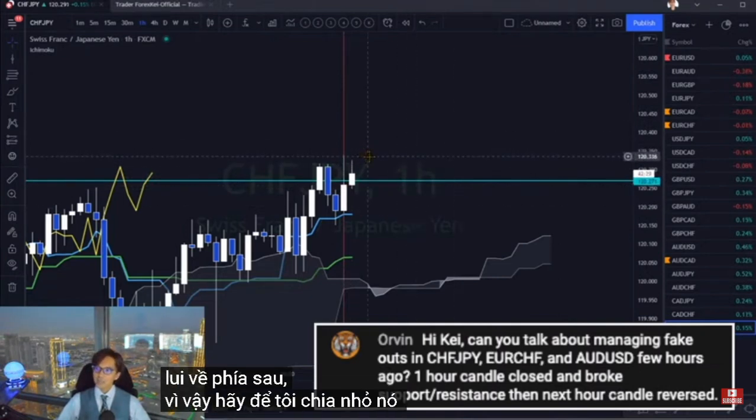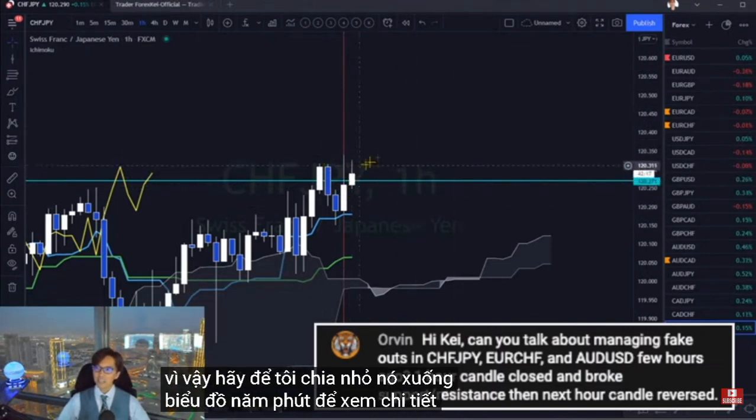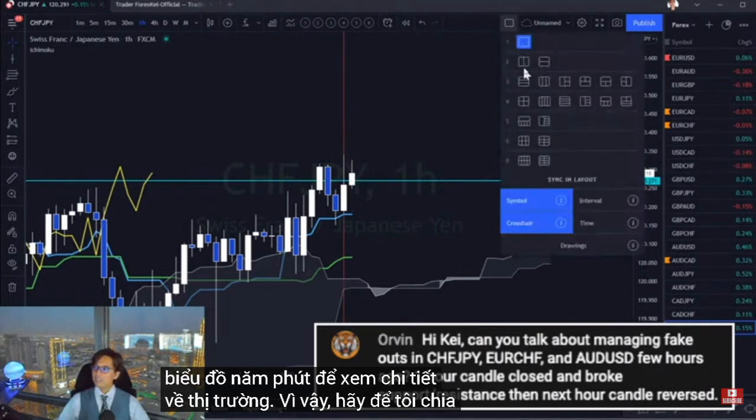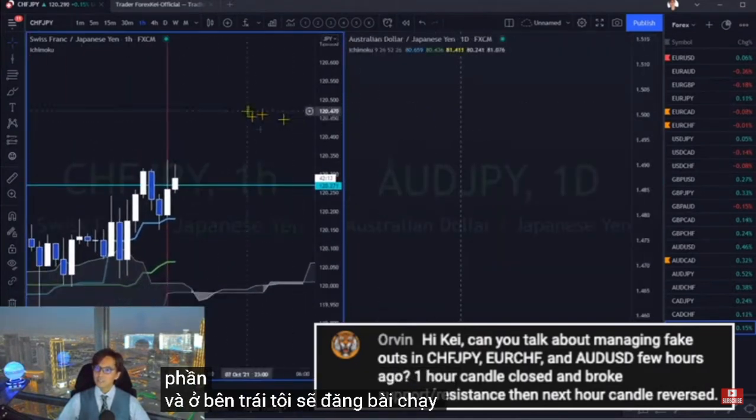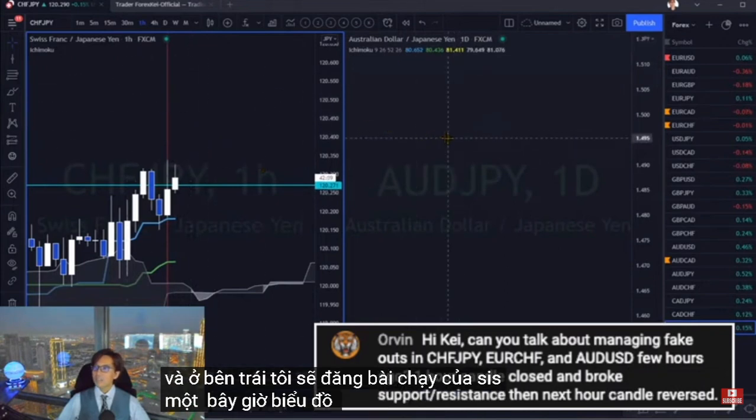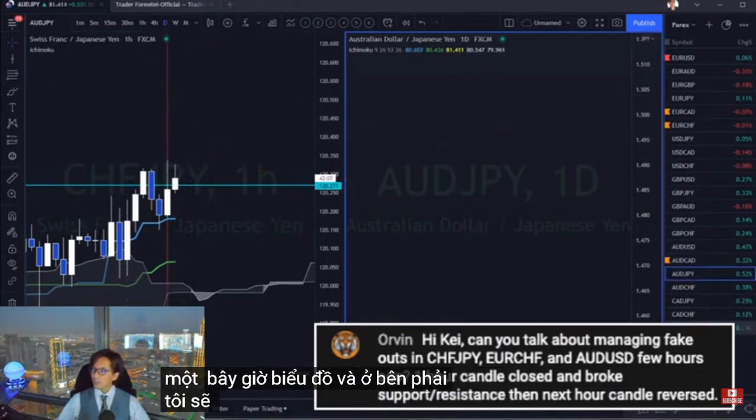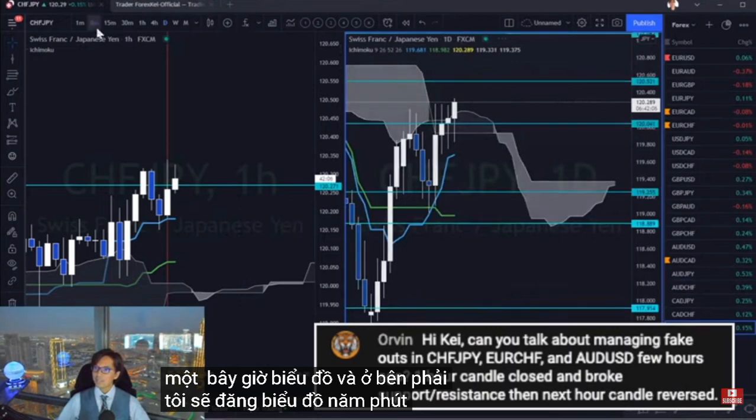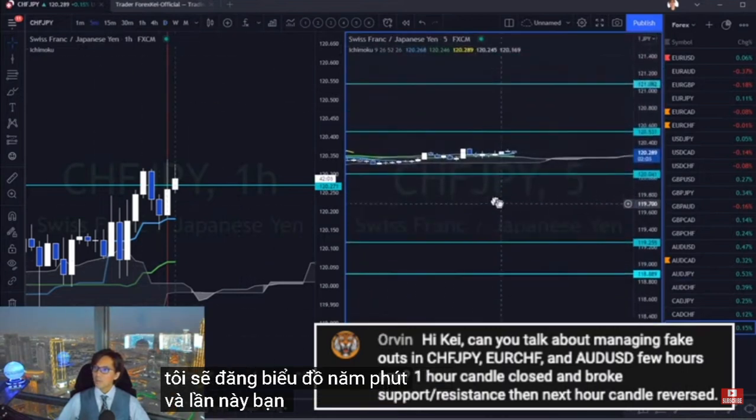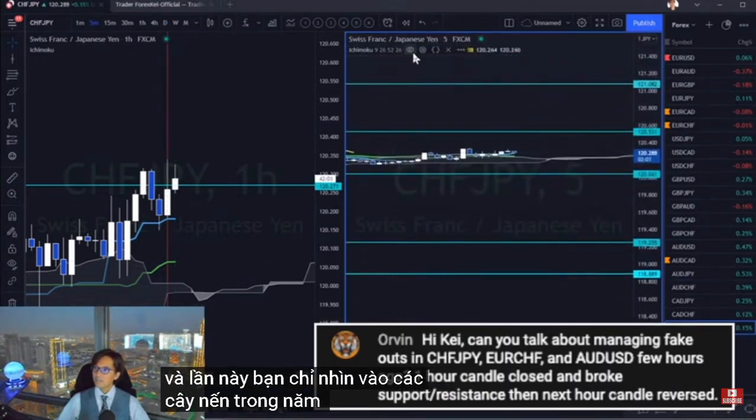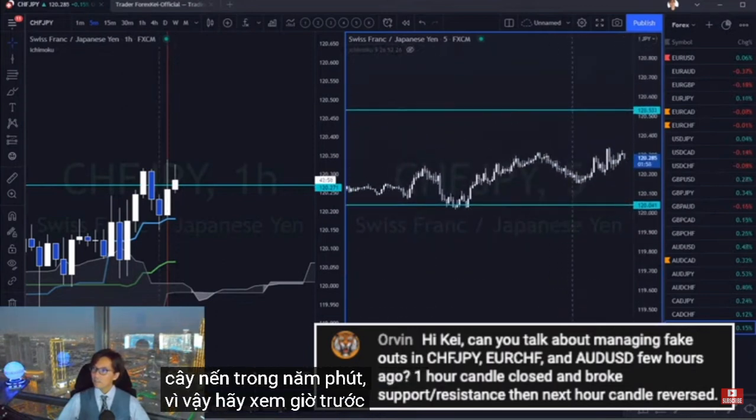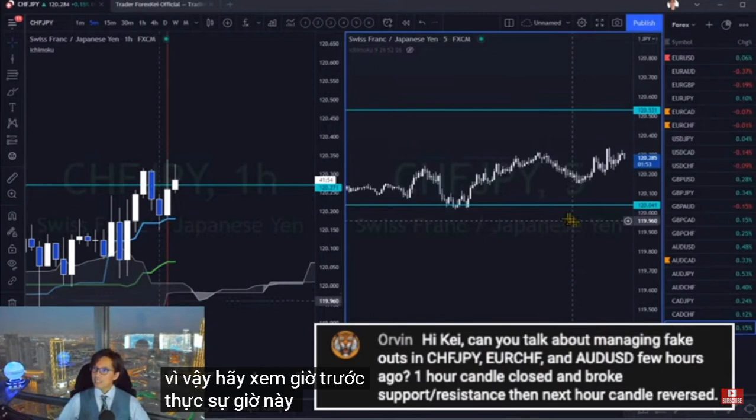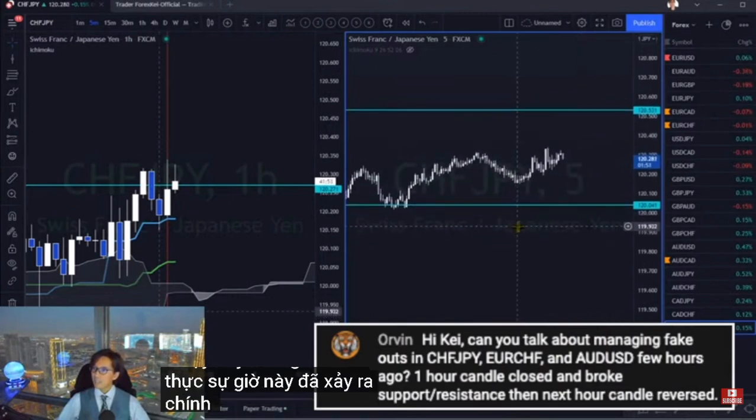Let me break it down to the 5-minute chart to see the details about the market. Let me split the chart. On the left, I will put the Swiss franc 1-hour chart, and on the right, the 5-minute chart. This time, you will only look at the candles in the 5. So let's see, this hour happened exactly from here.